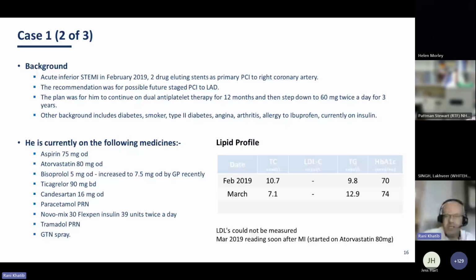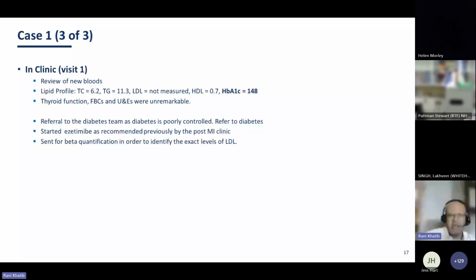So what we did was take a full lipid profile, HbA1c, and thyroid. This is what we do as standard when a patient comes to clinic. And lo and behold, this patient's HbA1c was 148 when he came to clinic, and thyroid function and everything else was fine. Because his HbA1c was very high, we couldn't measure his LDL cholesterol, and he was already on atorvastatin and ezetimibe, but we really wanted to know his LDL cholesterol.